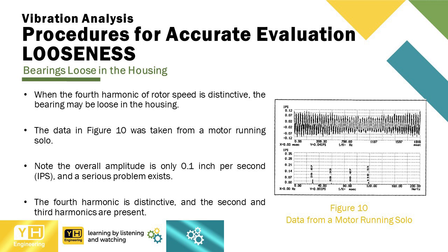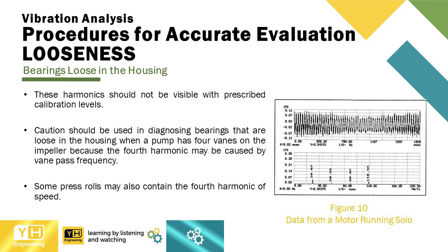Looseness. Bearings loose in the housing. When the fourth harmonic of rotor speed is distinctive, the bearing may be loose in the housing. The data in Figure 10 was taken from a motor running solo. Note the overall amplitude is only 0.1 inch per second, and a serious problem exists. The fourth harmonic is distinctive, and the second and third harmonics are present. These harmonics should not be visible with prescribed calibration levels.